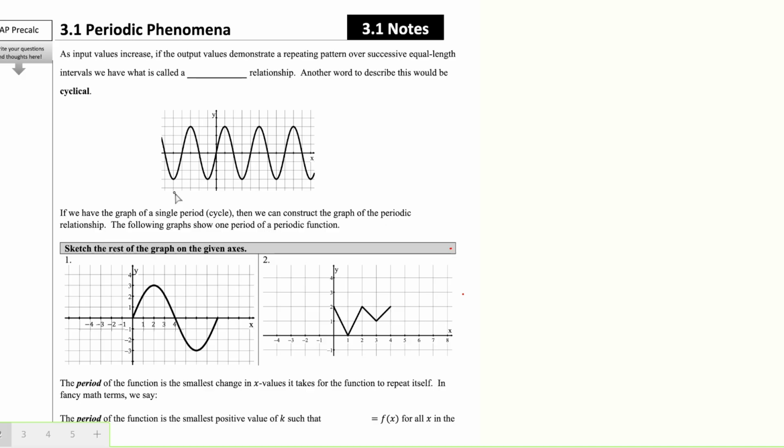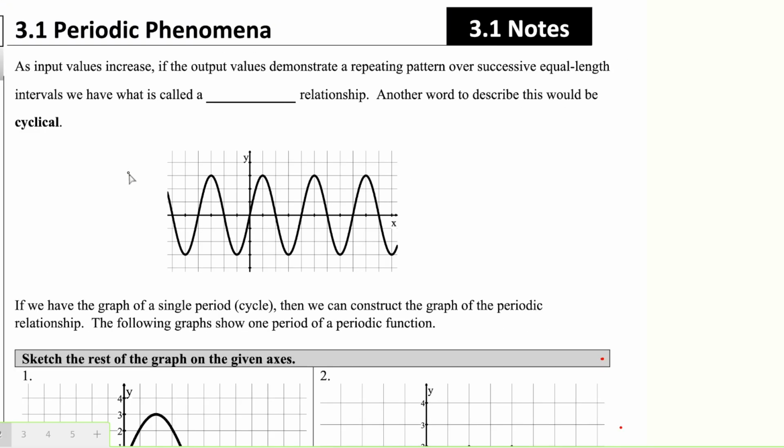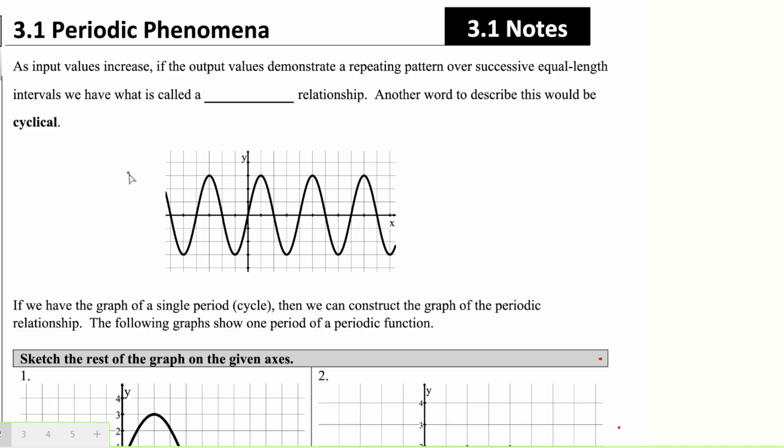3.1, periodic phenomena. So a phenomenon is basically a change, something that has a constant change, a cycle, a pattern. I want you to go ahead, and you maybe should have these notes already. I want to start with this first part of the notes, where we have a description of what a periodic phenomenon is.